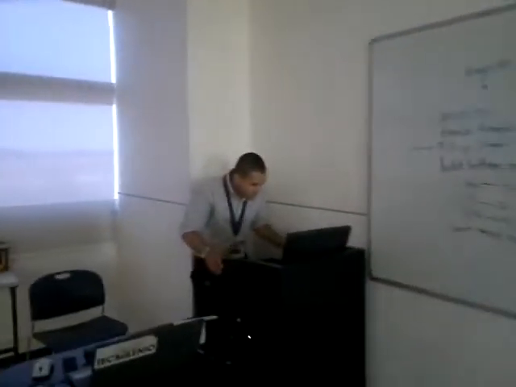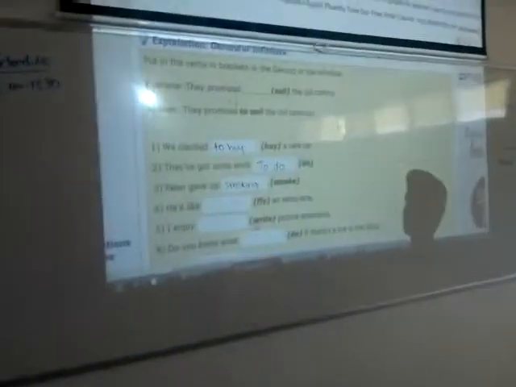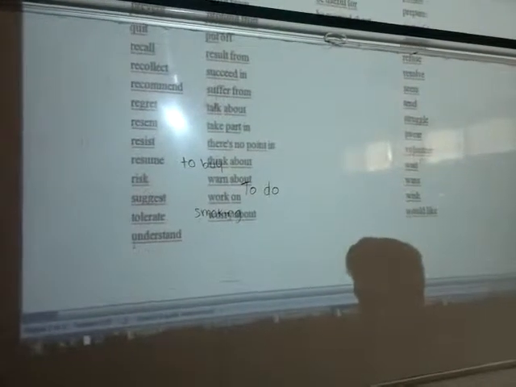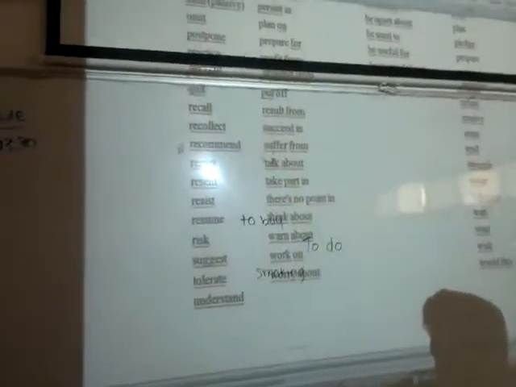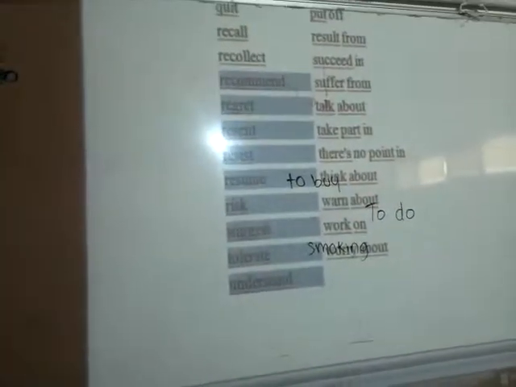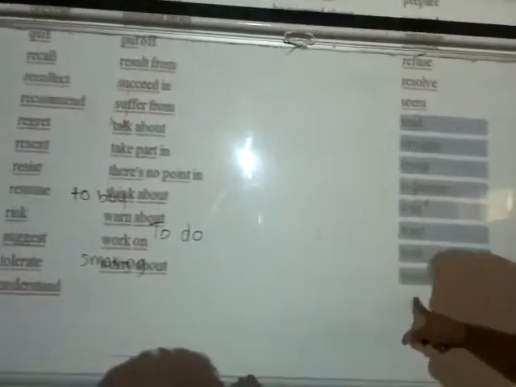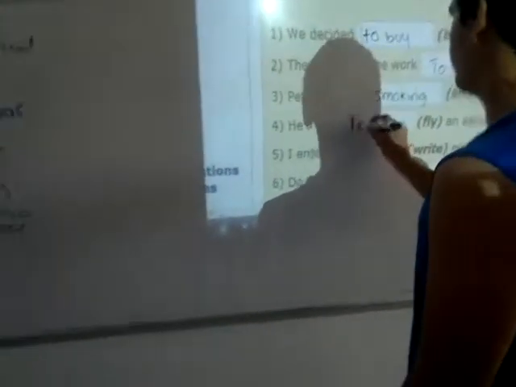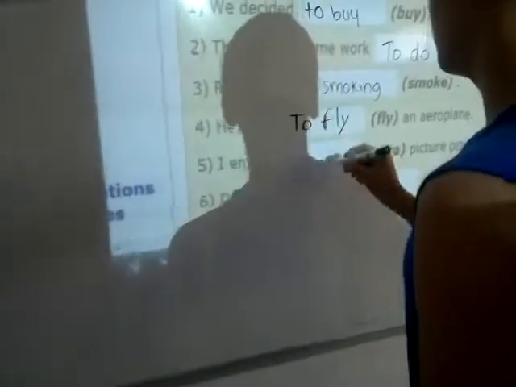Kevin, next one. He liked blank an airplane. Okay, he would like. So let's find would like. Do you see would like with the gerund form? No, right? Do you see would like in the infinitive? Yes. Where? Can you point at it? Okay, that one. All right. So what's the correct form? Gerund or infinitive? Infinitive. Okay, he liked to fly. Okay, very good.